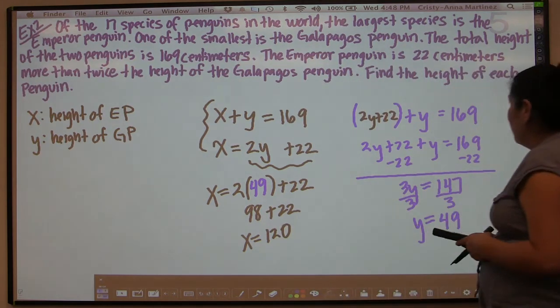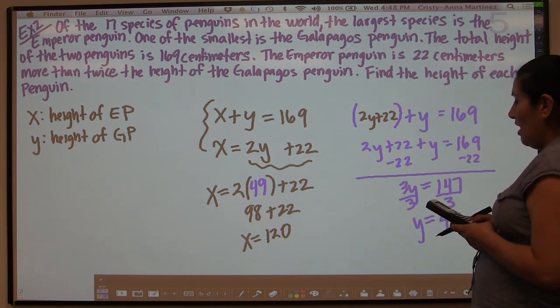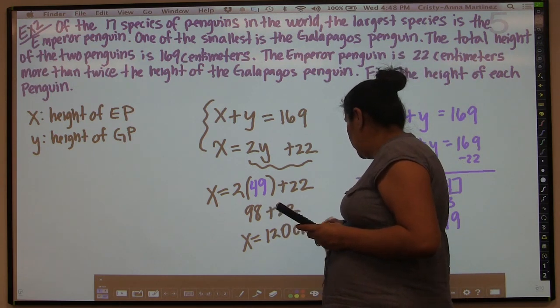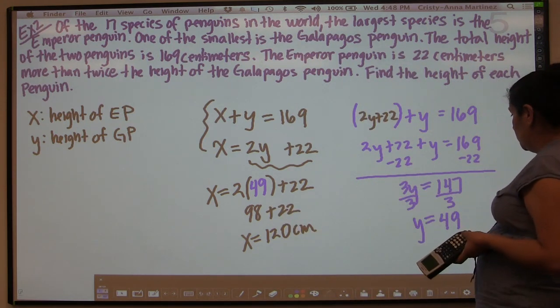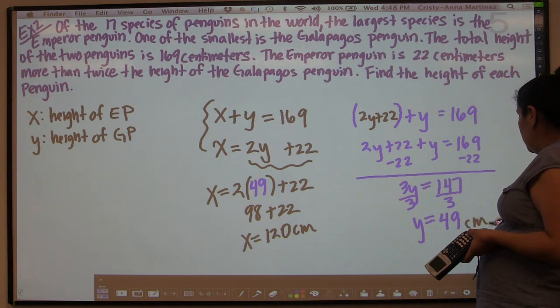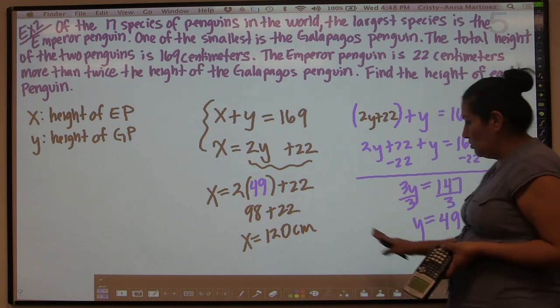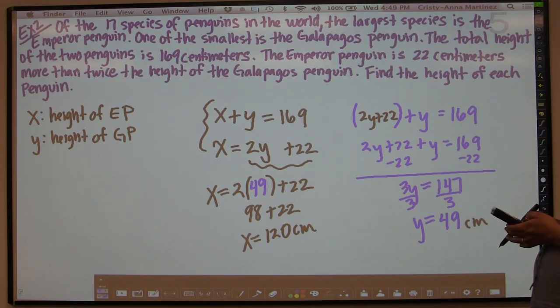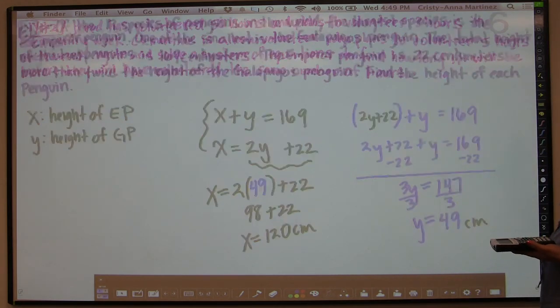So in this case, let's find the height of each penguin. So x was the emperor penguin, so the emperor penguin is 120 centimeters, and the Galapagos penguin, which was y, is 49 centimeters. So there's your smallest penguin, and here's your largest penguin, and combined they have a height of 169. And that is how you do that.